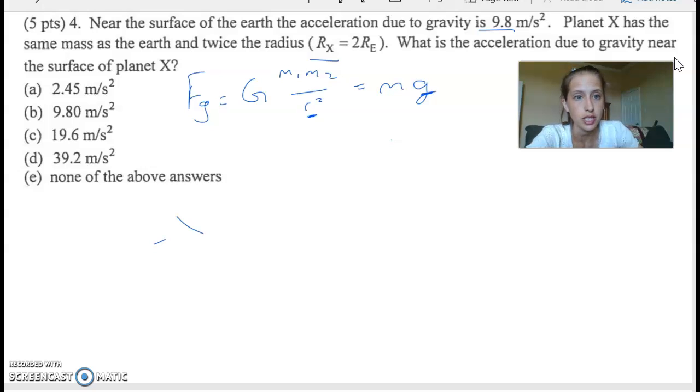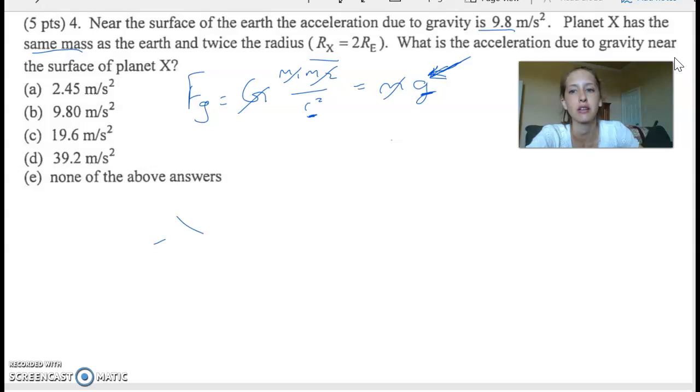Okay, so 9.8 is the gravity that you feel when you are near the surface. So this m, this is your mass. Okay, your mass stays the same no matter what planet you're on. So we're not going to look at that. Your mass stays the same. It says the same mass as Earth, so those masses stay the same. This big G, that's a constant. That stays the same.